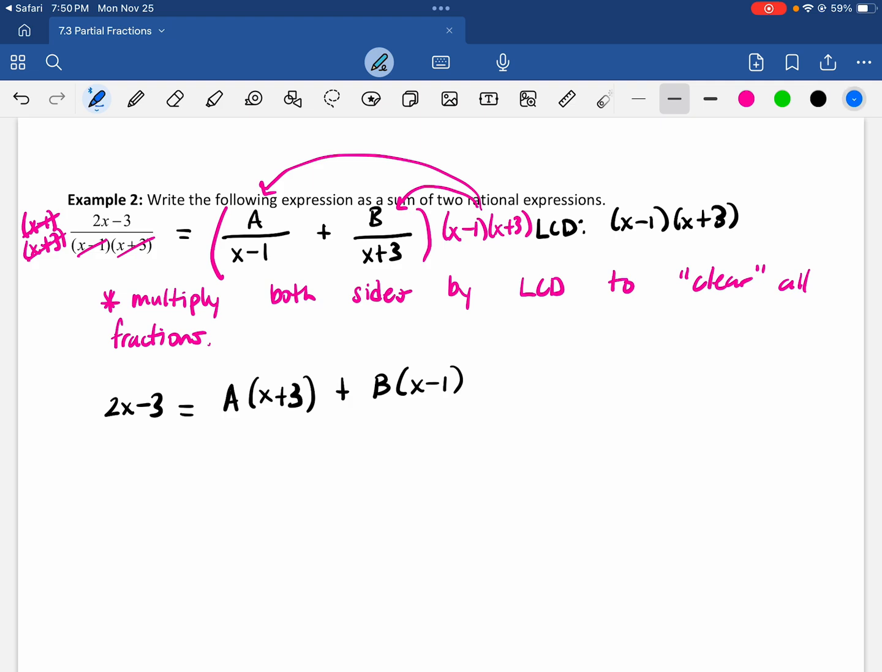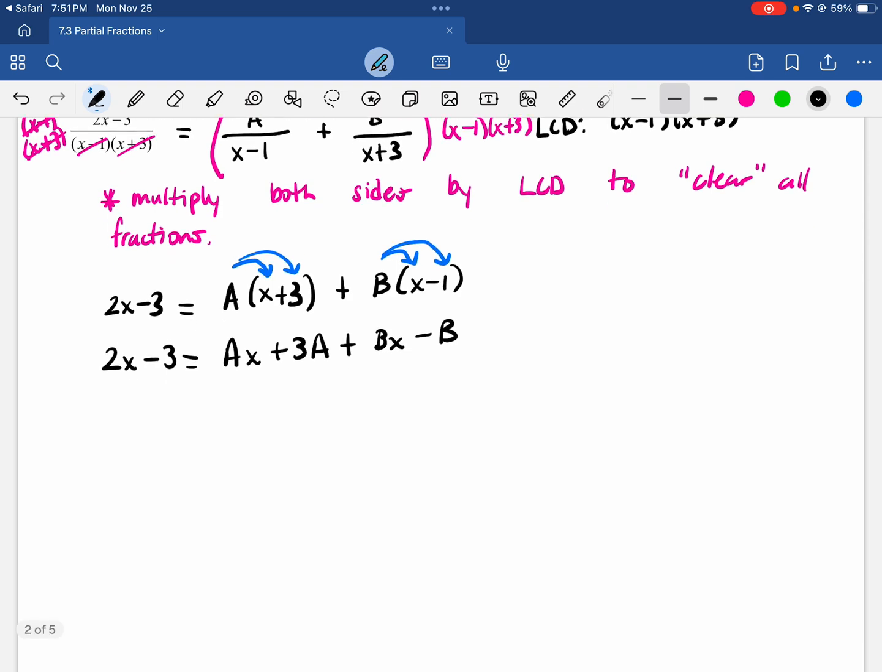So now let's start doing some simplifying. Let's do some distributing here. So we're going to have 2x minus 3 equals, this is going to be ax plus 3a plus bx minus b. And ultimately, we're going to have to do a little bit of rearranging here because we want to set up two systems of equations that we can use then to solve for those A and B's.